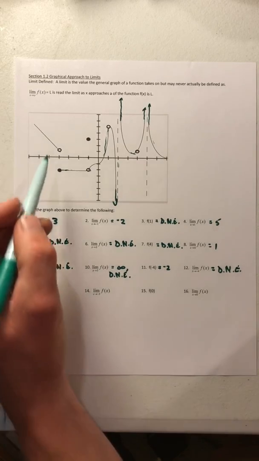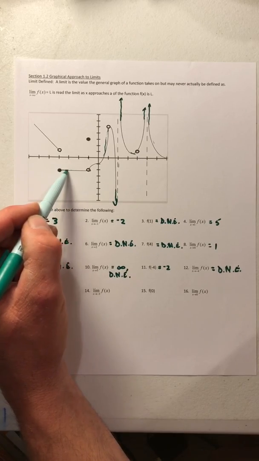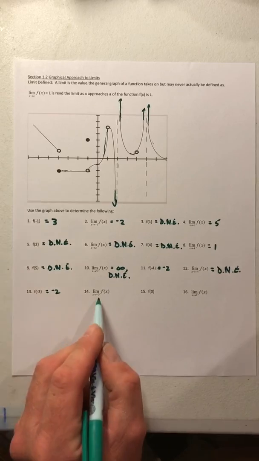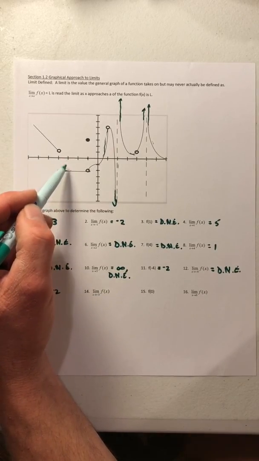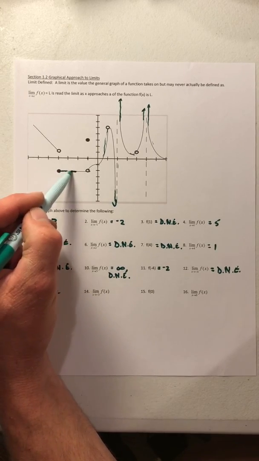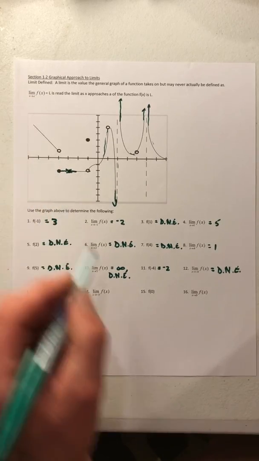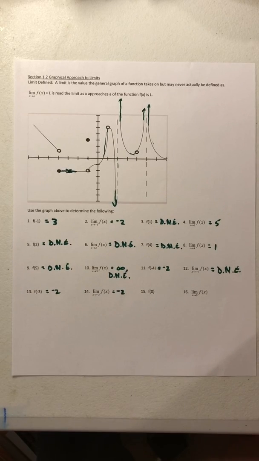13, f of negative 3. So f of negative 3, we see on this horizontal line again, that value is negative 2. And the limit as x approaches negative 3. So there's no big thing happening here at negative 3, but we see that it continues on this horizontal line. So I could draw a nice big old dot if we wanted. Looking at those two sides of those branches, we see that value is negative 2.